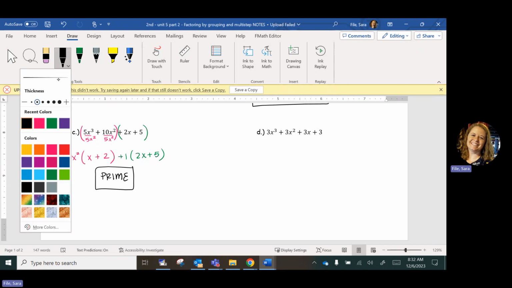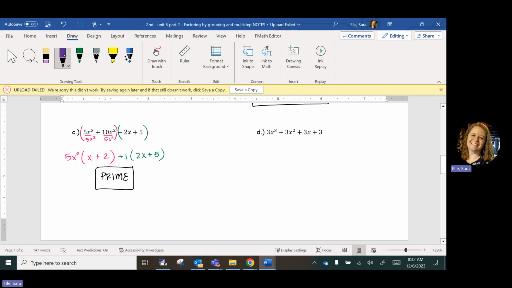All right, what about here in D? Is there a GCF I can take out first? Yeah, it has to be able to factor out of all the terms to be a GCF. Yeah, 3. All of those terms can be divided by 3. So I take out a GCF of 3. And what's that going to leave me with? Yeah, x cubed plus x squared plus x plus 1.